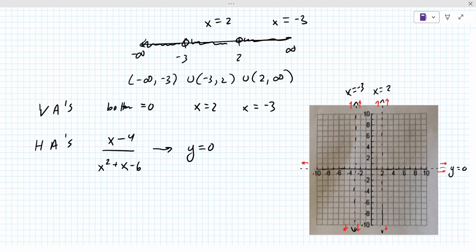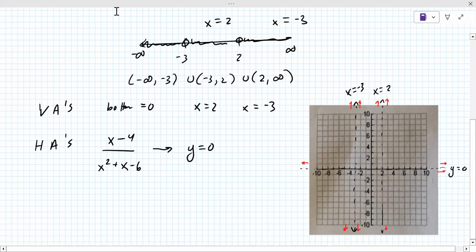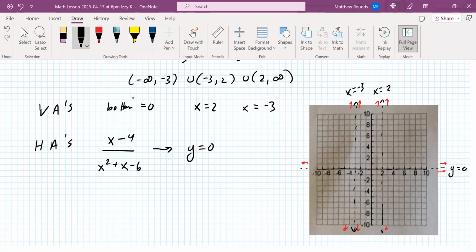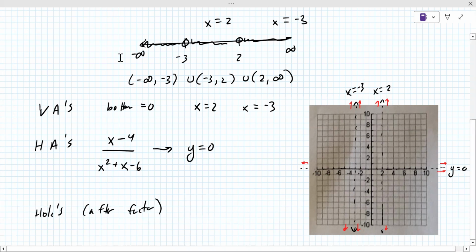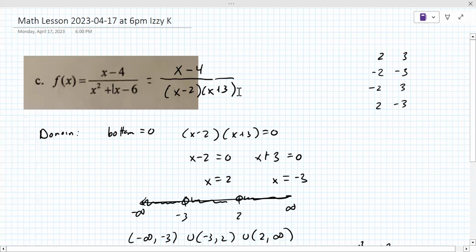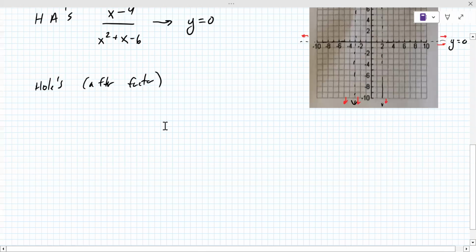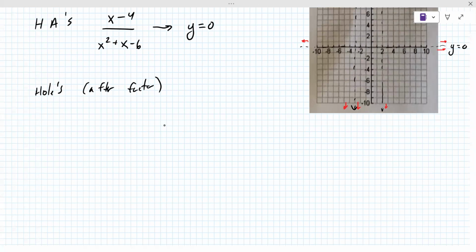The next thing that it asks for is to find the holes, and holes actually come much earlier. It's better to do holes after you factor. I'll show you why here in a moment if we see one. But if we go back to the factored form, you're looking for the same factor on the top and the bottom. And this does not have that. What you're looking for is same factors, top and bottom. So this one does not have any. So we can say none.